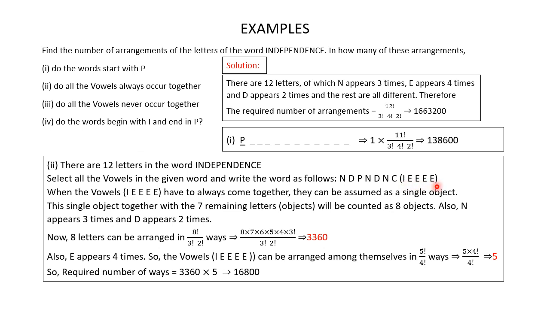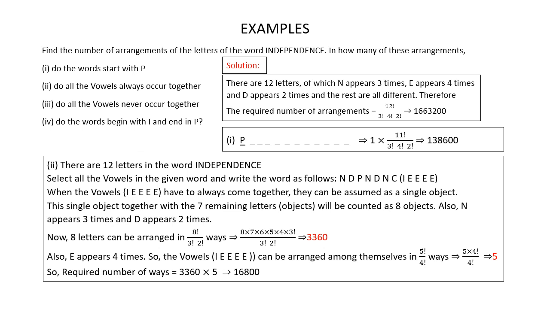Now, when the vowels I, E, E, E, E have to always come together, they can be assumed as a single object. Now, this single object together with the 7 remaining objects or letters will be counted as 8 objects. So now you have to find the number of arrangements of these 8 objects.